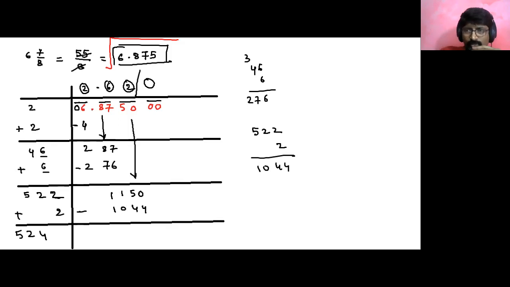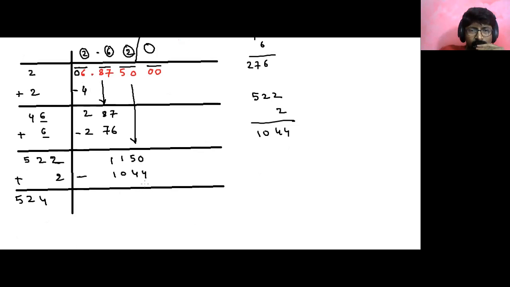And now I'll have to do subtraction. When I do subtraction, what am I going to get? I'm going to get 10 minus 4, 6. And 50 minus 44, I get 6, and 1, so that is 106. Now I have to bring down the next pair, 0 0. Okay, now what number should I write over here? Say it again, I have to write 524 with 2.